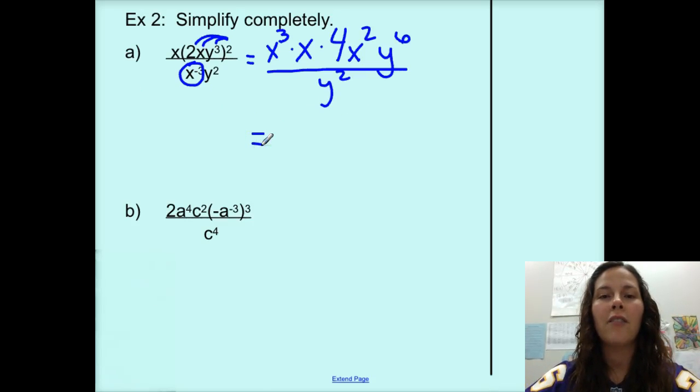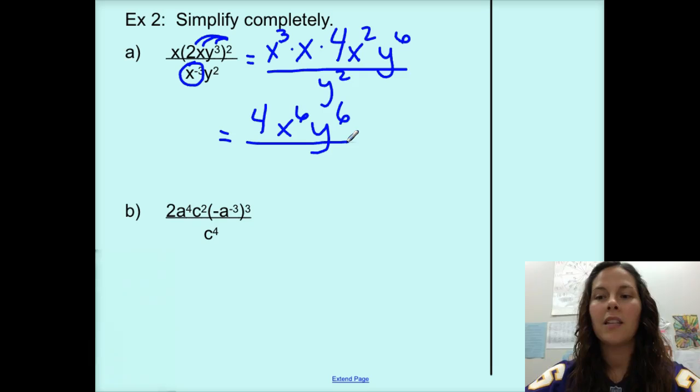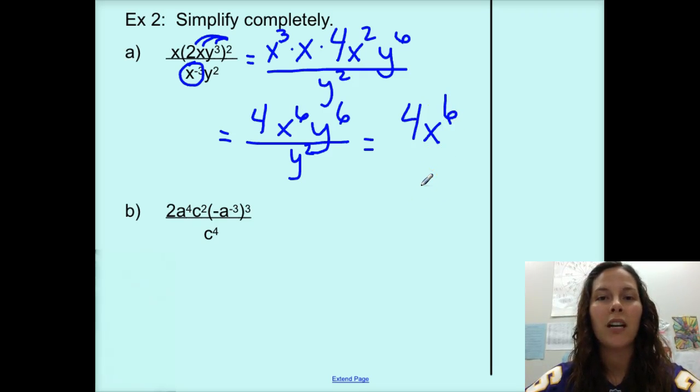Simplifying my numerator, I have x cubed times x squared. So I'm going to add all of those exponents together to give me x to the 6th times y to the 6th. And I'm going to put my coefficient of 4 out front. In the denominator, I still have y squared. So now I'll cancel my y to the 6th with my y squared. So I have 4 x to the 6th. 2 of my y's will cancel, or I'm subtracting my exponents. 6 minus 2 is 4.